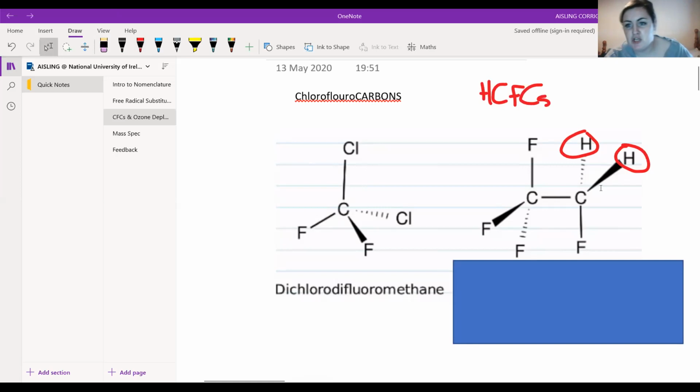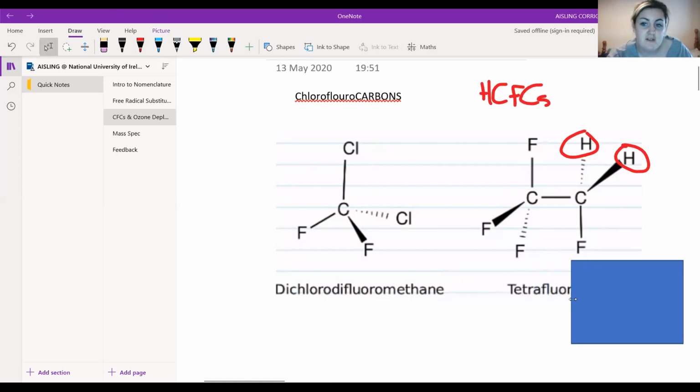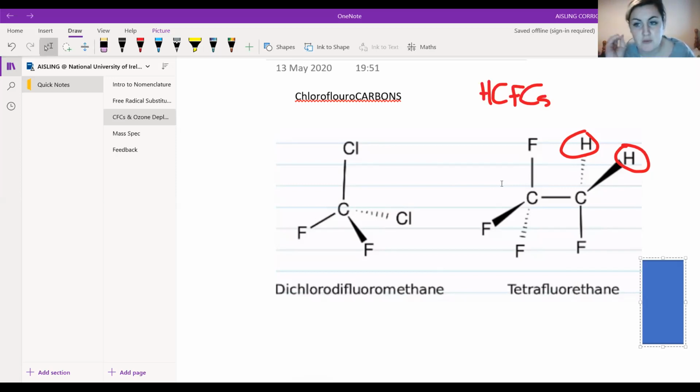So again, my parent chain is 2 carbons. It's going to be some kind of an ethane. I then have 1, 2, 3, 4 fluorines, tetrafluoro. Tetrafluoroethane. Okay, spot on. Same thing. So again, the numbering doesn't really matter here because either way, it'll still turn out the same. So no numbering, tetrafluoroethane will suffice quite nicely there.